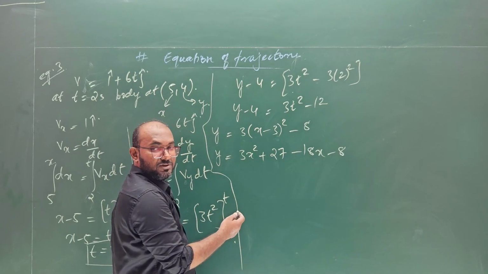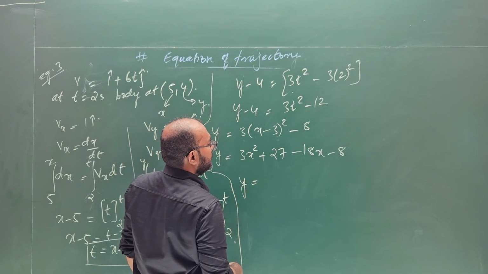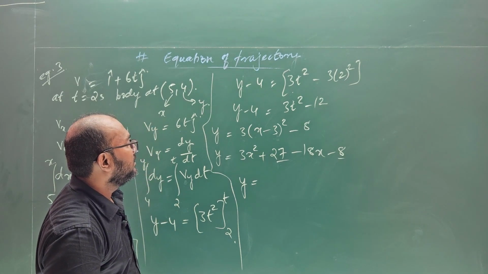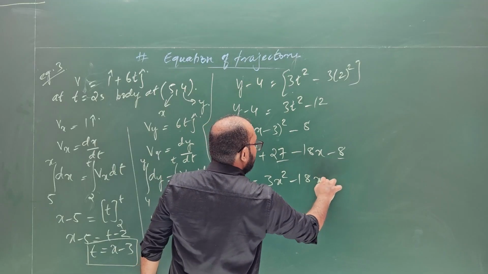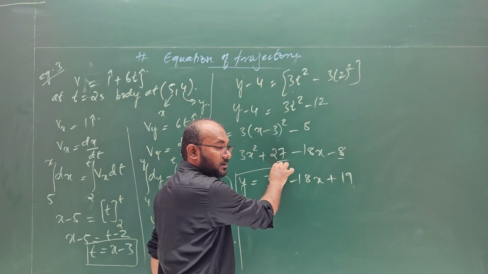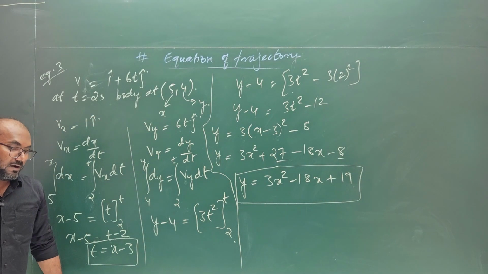Okay, if you skip one step you get confused. Okay, so y is equal to 27 and this 8, subtract that is 19. So 3x square minus 18x plus 19. How many of you got this answer? Okay, very good. Okay, now write the next heading.